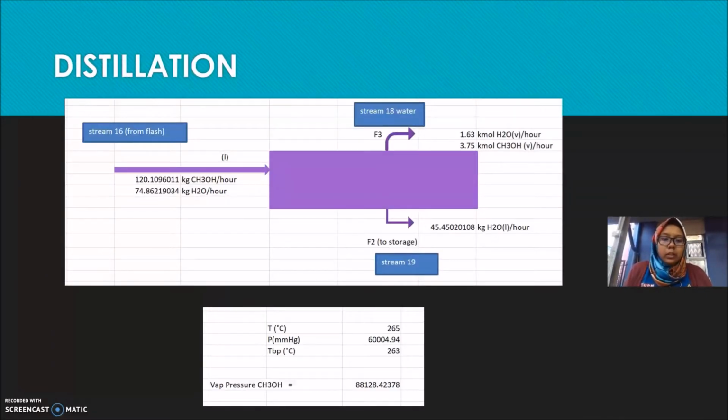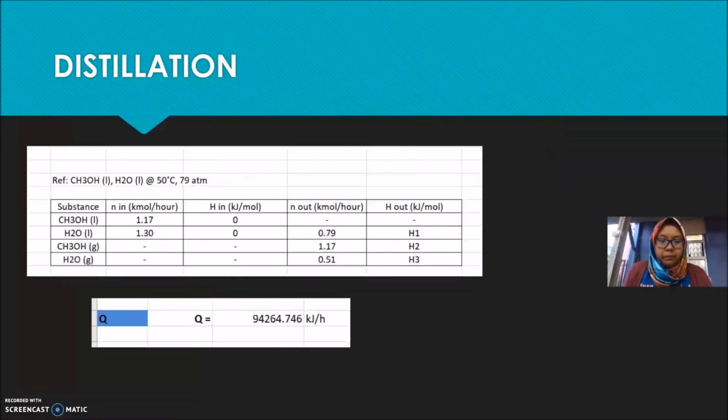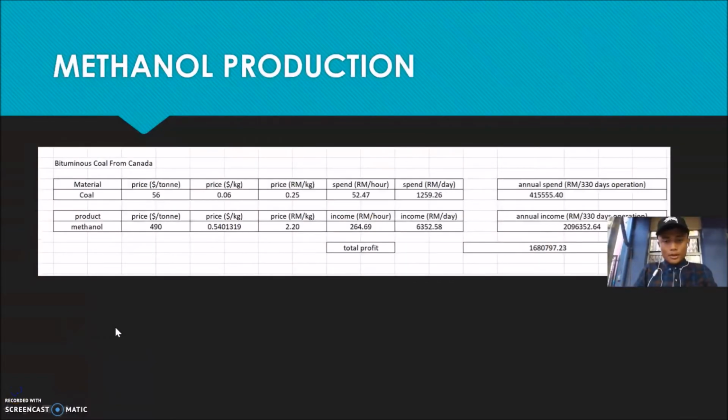The last unit is the distillation unit. The distillation unit has a temperature of 255 degrees Celsius with 60,004.94 mercury pressure. So the Q calculated is 94,264.746 kilojoule per hour. That is all from me. Thank you.